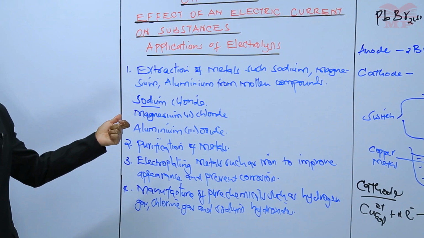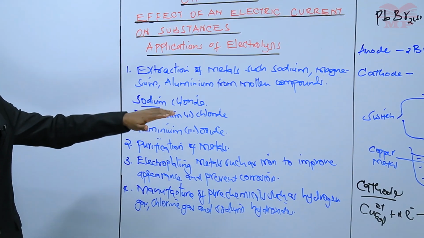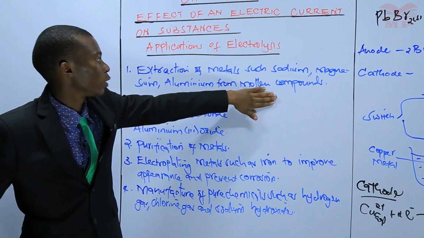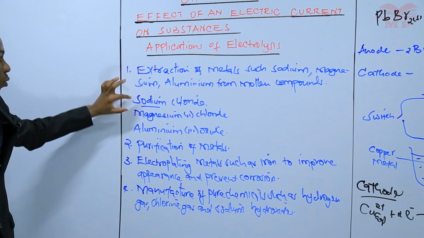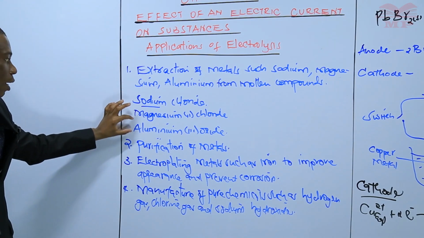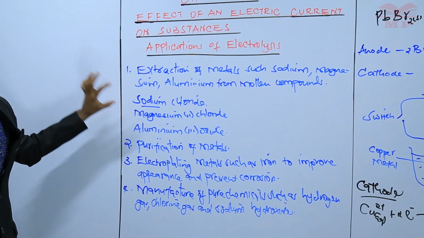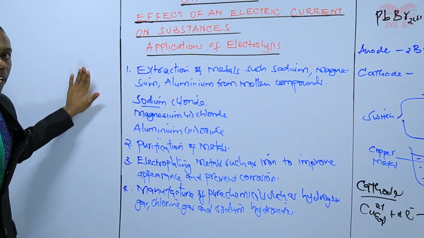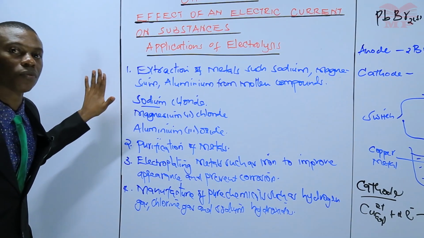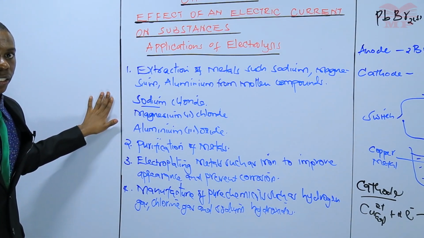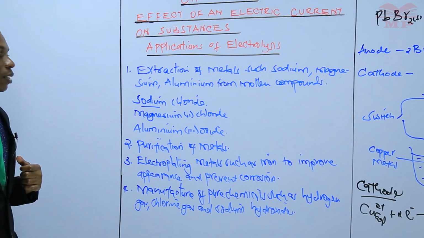They are not the only metals, but these are some of the metals, and how you are able to obtain them from the molten compounds. From this compound, you are able to obtain sodium. From this compound, you are able to obtain magnesium. And from this compound, you are able to obtain aluminium metals. They apply the knowledge of electrolysis, because these are very reactive metals. They do not exist as free elements. They are found combined with other substances.